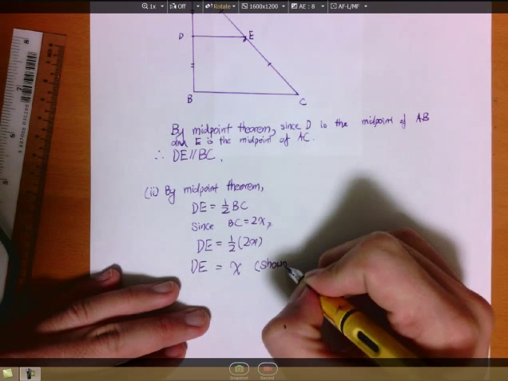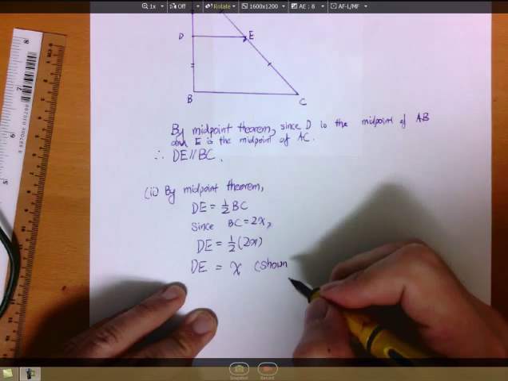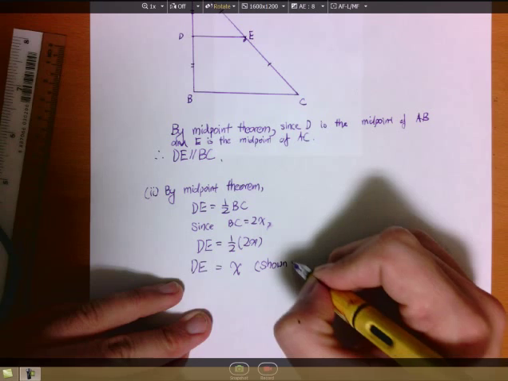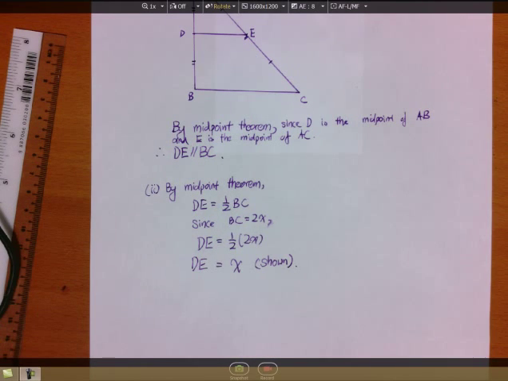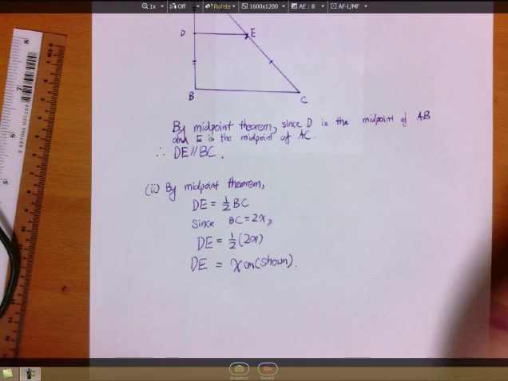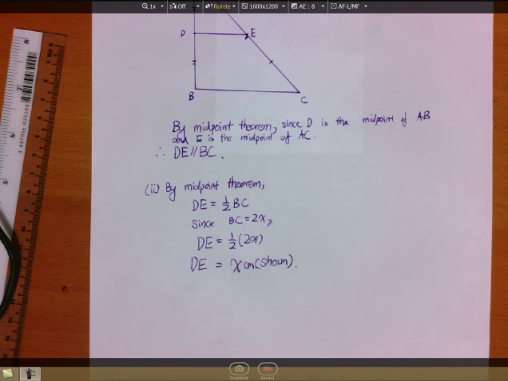Is it shown? Yes, I have. No, explain. Yes, so I've shown that DE is equal to x. And we are quite simply done with question 7.